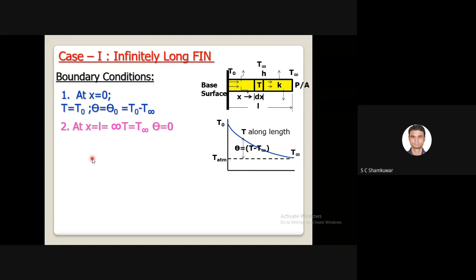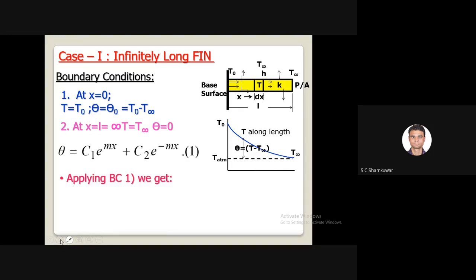Then now we have to apply these two boundary conditions to these two equations: theta is equal to C1 e to the power mx plus C2 e to the power minus mx, and d theta by dx. Does anybody have confusion about the boundary conditions? Are these boundary conditions clear to you? Yes, sir. We are considering an infinitely long fin. Length is equal to infinity.